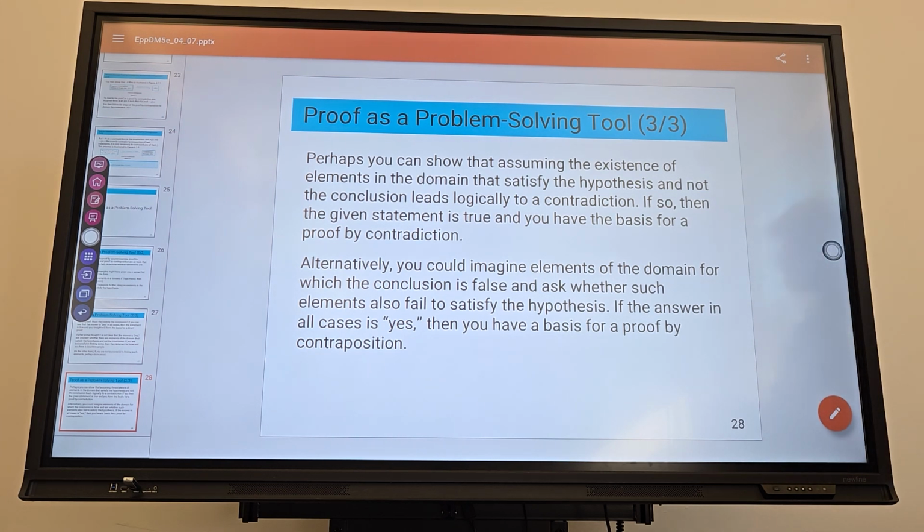That is how you approach determining what method of proof you use to prove a particular statement. You start with the most direct approach, the direct proof. If that doesn't work, maybe you can find a counterexample to show that it's false. And if you can't find any counterexamples, try proof by contradiction. And then if that doesn't work, try contraposition.